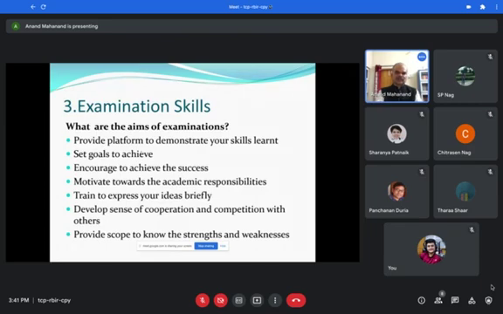Purpose is to know how much the learners have learned and how much they are required to learn. So examination is not the final judgment. It is not the final judgment. Examination is a positive thing.